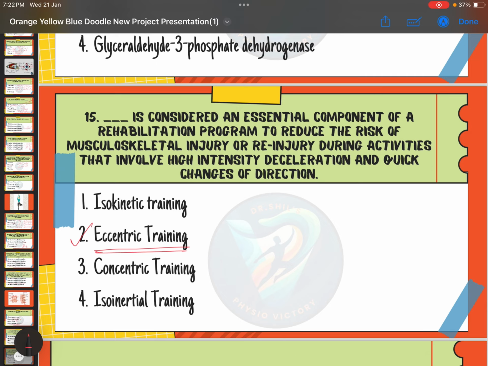eccentric training. Eccentric muscle contraction occurs when a muscle lengthens while producing force, which is exactly what's needed to control deceleration and absorb high loads during landing from jumps. Because many sports injuries occur during deceleration, eccentric training is essential to reduce injury and re-injury risk.